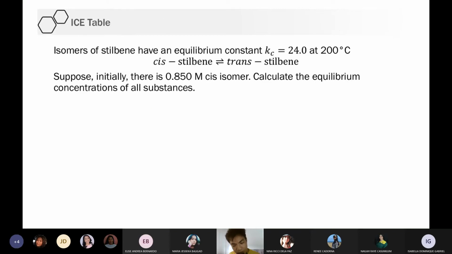Okay? So suppose we have this problem here. Isomers of stilbene have an equilibrium constant Kc equal to 24 at 200 degrees Celsius. The equilibrium equation has been written here. We have cis-stilbene in equilibrium with trans-stilbene. Suppose initially there is 0.85 molar of the cis isomer. Calculate the equilibrium concentration of all substances. So this is the setup of this problem.